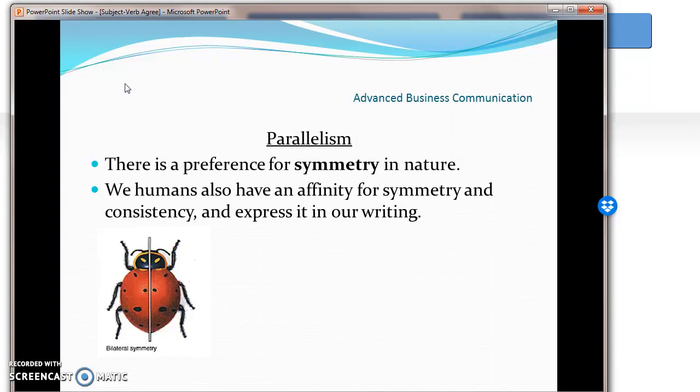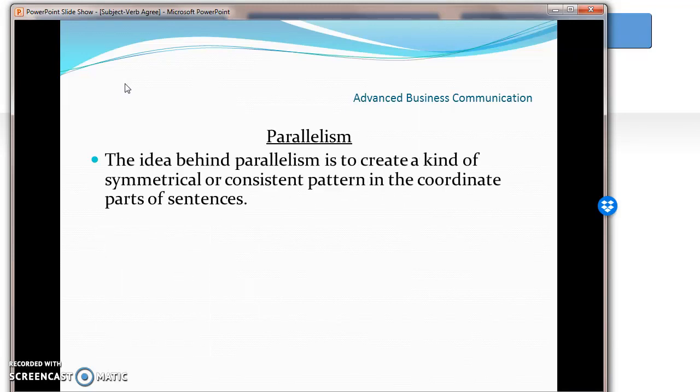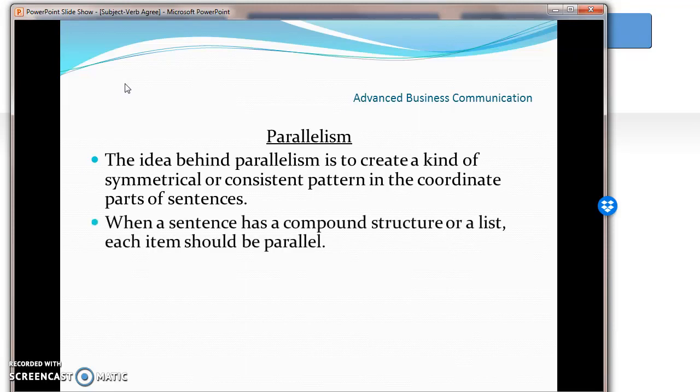There's a certain preference for symmetry in nature. Like I've got this little image here of a ladybug and the bilateral symmetry that a ladybug has. And it's mirrored in language. We humans have an affinity for a certain symmetry and consistency in how our sentences are put together, okay? And we express that in our writing. So the idea with parallelism is to create a kind of symmetrical or consistent pattern in the coordinate parts of sentences, so that they balance.